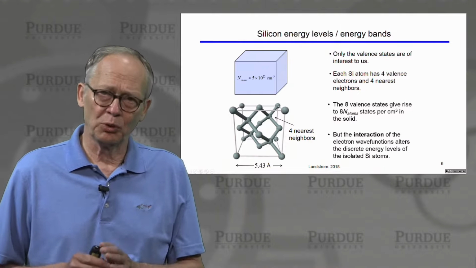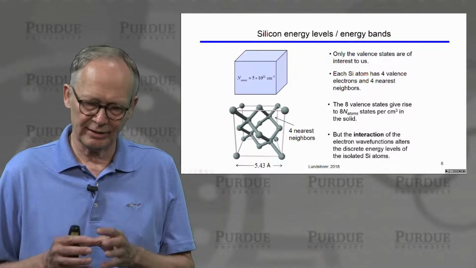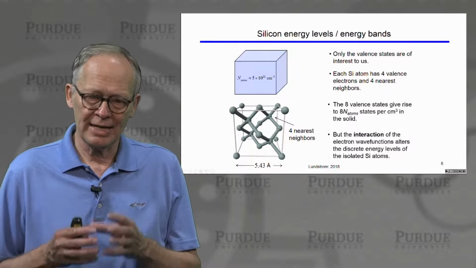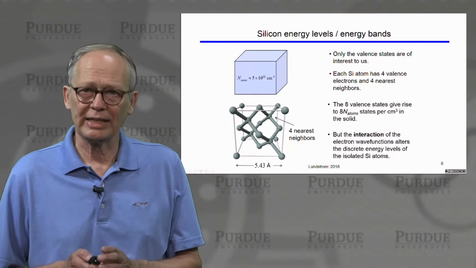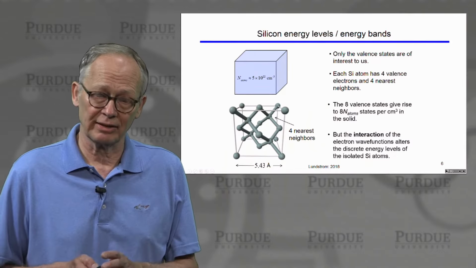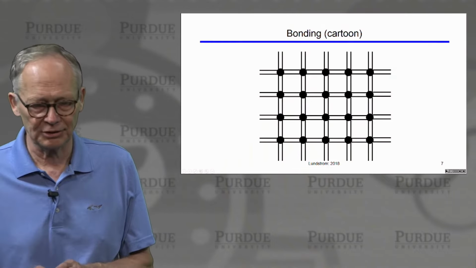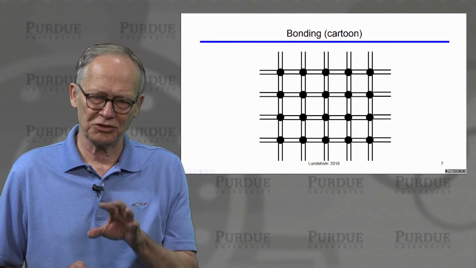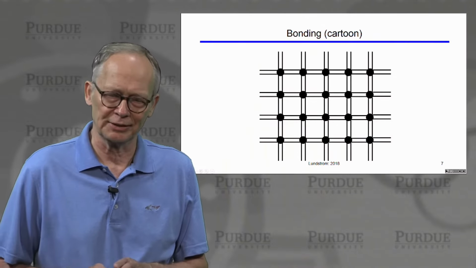But something very important happens. When the silicon atoms are put in a lattice a short distance away from each other, the chemical bonds form and the orbitals interact, and the discrete energy levels of the isolated silicon atoms change. In fact, we no longer have discrete energy levels. But before we talk about that, let me give you a much simpler picture of that silicon lattice that we'll use frequently in this course.